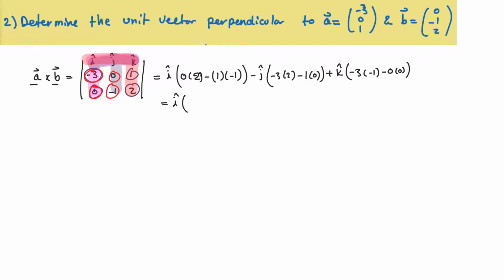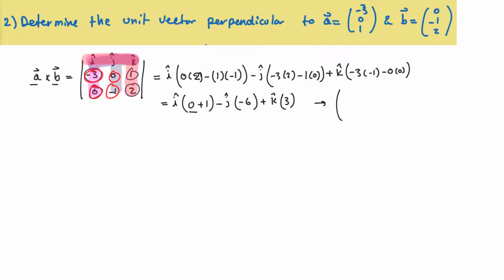For my i component, I will get 0, negative and negative multiply to a positive, and then I have minus j. I have -6 minus 0, which is just -6, and I have positive k, and I have -3 times -1 is +3, minus 0 is just 3. So the x, y, and z components of the vector for the cross product of a and b.